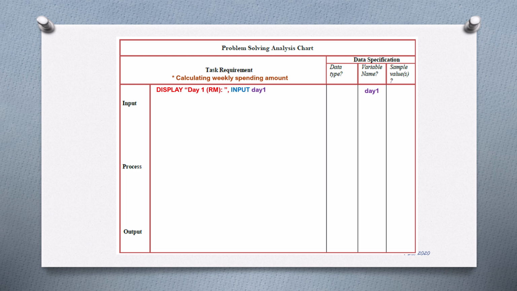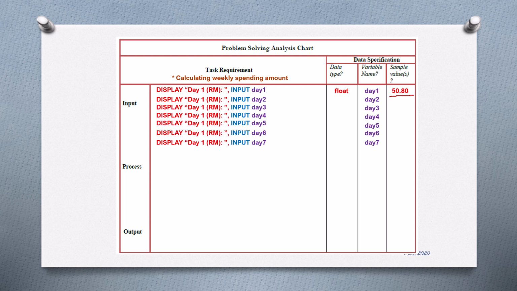Now if you're not sure what data type to use, then take a look at the sample value. The spending means the amount of money you spend. The amount of money could be, one example, 50.80, 50 ringgit and 80 cent. So this is of type float, so you know already the data type is float. So for the rest of the statements, you have the variable names. These are for the input.